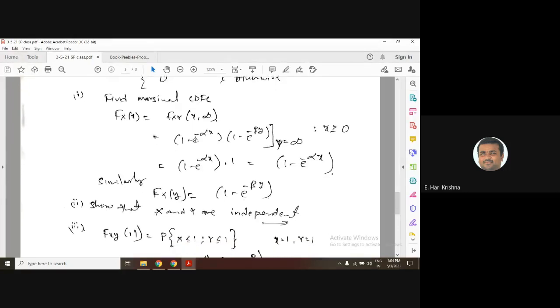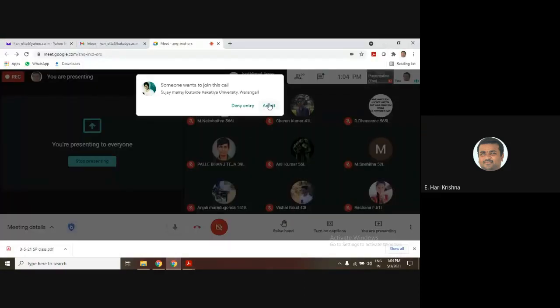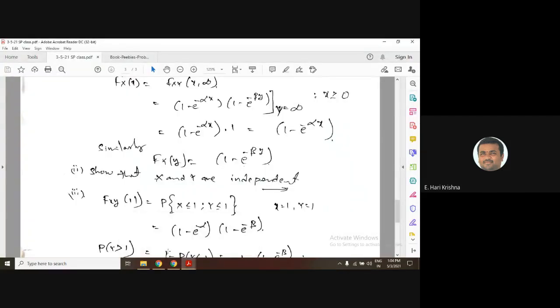One more question. Fxy of 1 comma 1 means the probability that capital X is less than or equal to 1 and capital Y is less than or equal to 1. So in place of x put 1 and in place of y put 1 in the joint CDF, and that will be your answer: (1 minus e power minus alpha) times (1 minus e power minus beta).